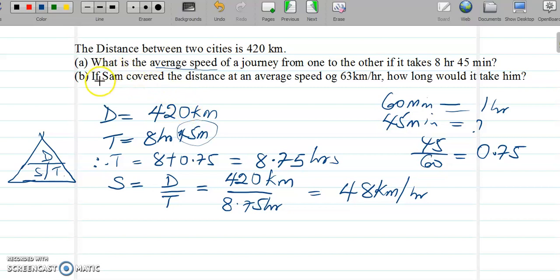Now in this case also, if Sam covered the distance at an average speed of this, how long would it take? How long? We are looking for the time. So we know that distance means speed times time.